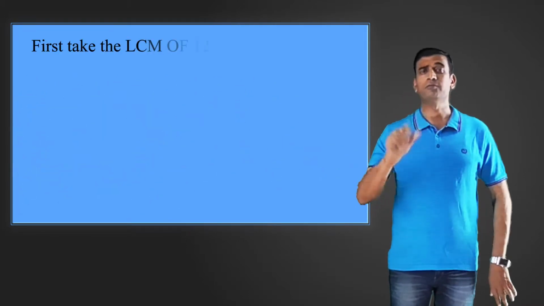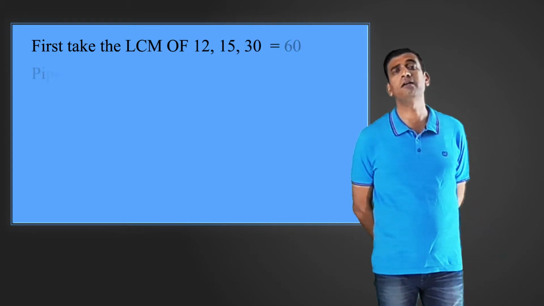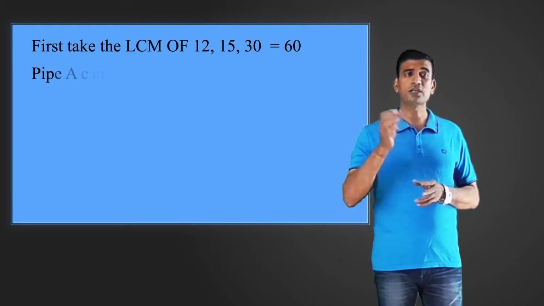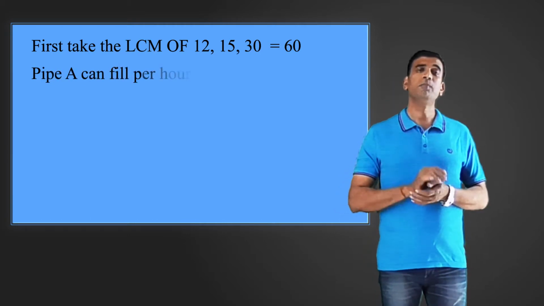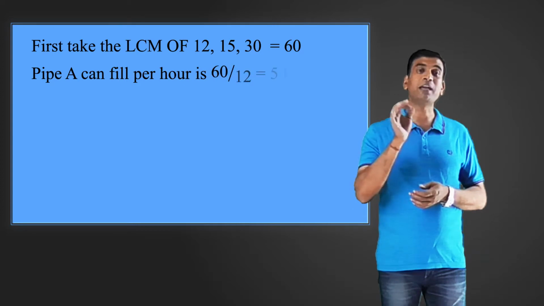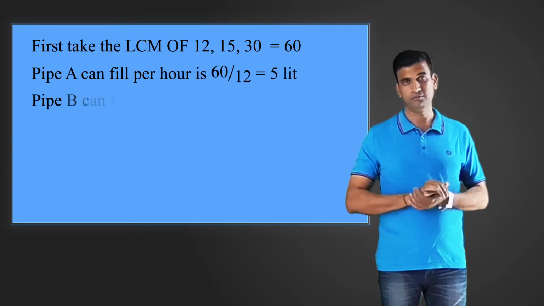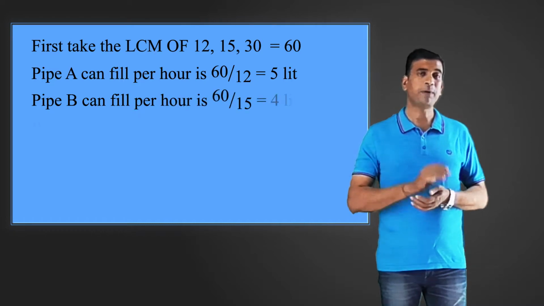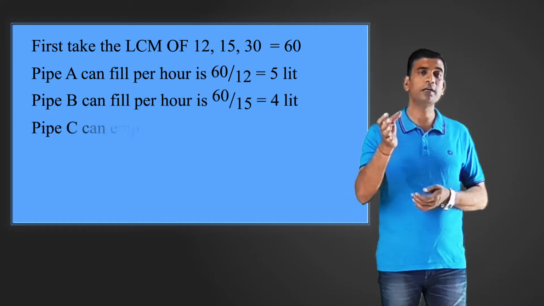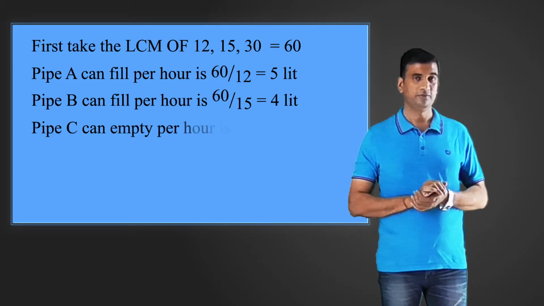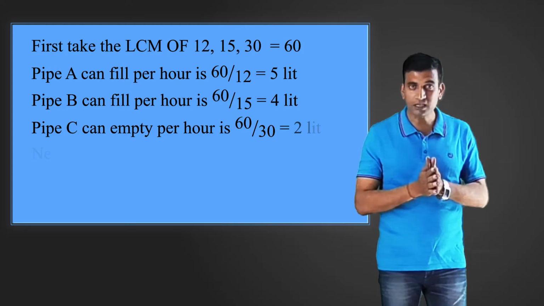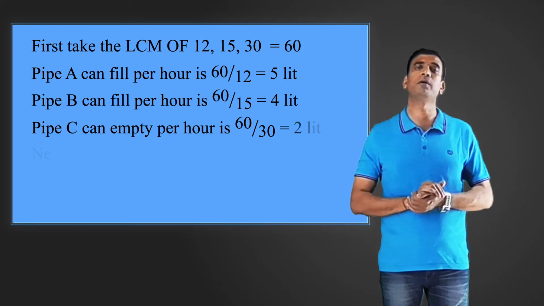So here also we take the LCM of all the three: 12, 15 and 30. So LCM is 60. So 60 divided by 12 means pipe A can fill 5 liters per hour. 60 divided by 15, pipe B can fill 4 liters per hour. And again 60 divided by 30, it means pipe C can empty 2 liters of water per hour.